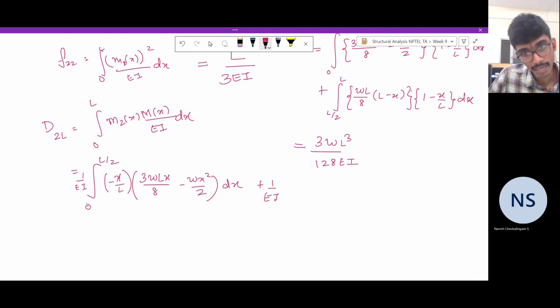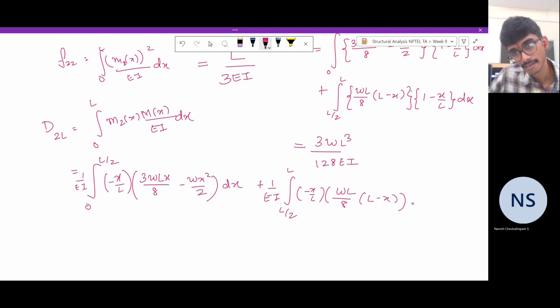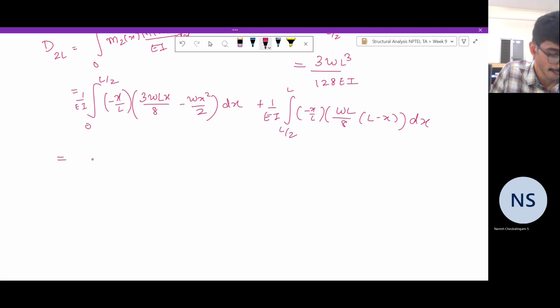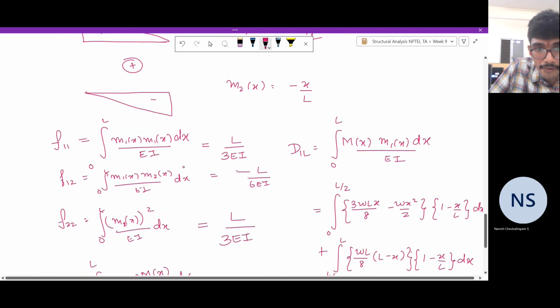plus integral L by 2 to L, minus x by L, WL by 8, L minus x dx. So this can be integrated easily. It's a bit long, but you can do it. And D2L turns out to be minus 7WL cube by 384 EI. You can check it.